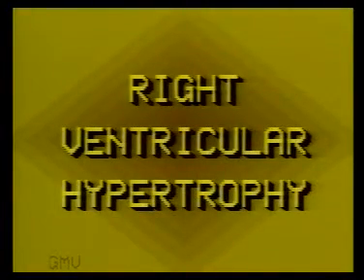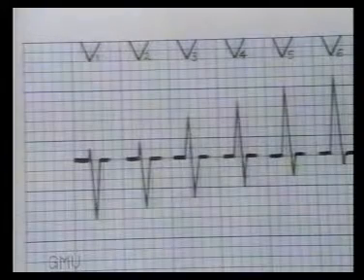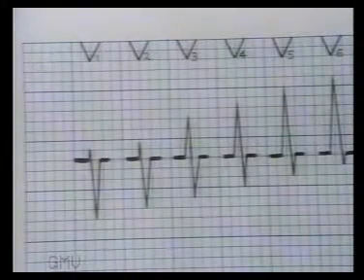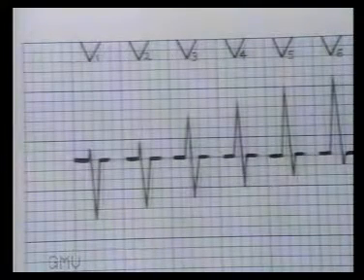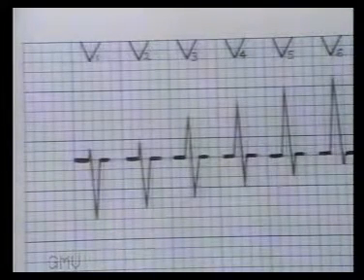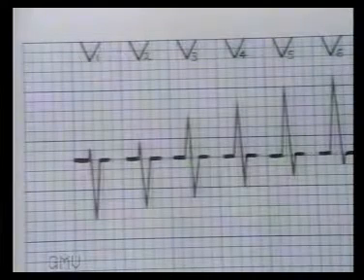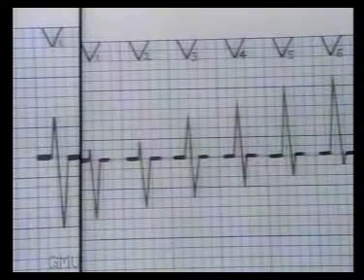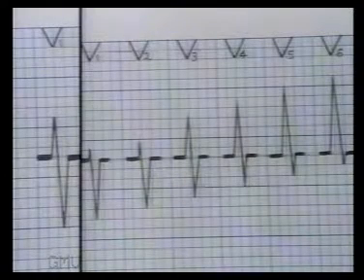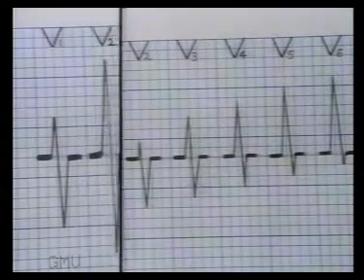Right ventricular hypertrophy. In right ventricular hypertrophy, the pattern of the QRS complexes in the chest leads will be changed. This is the normal pattern from SV1 to RV6. Let us now compare and study the pattern of right ventricular hypertrophy. In right ventricular hypertrophy, lead V1 shows a prominent R wave.